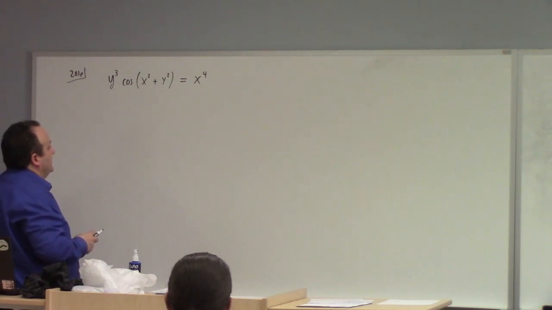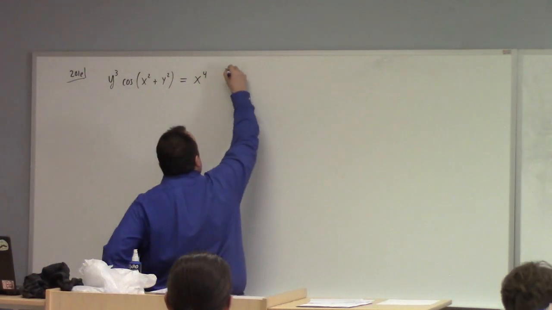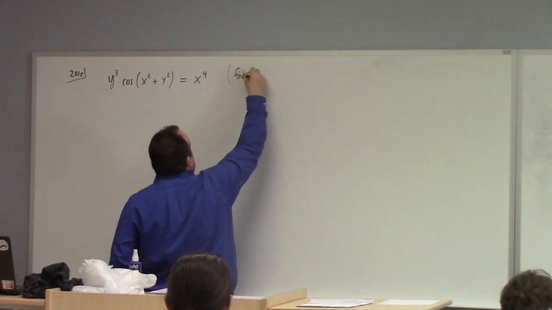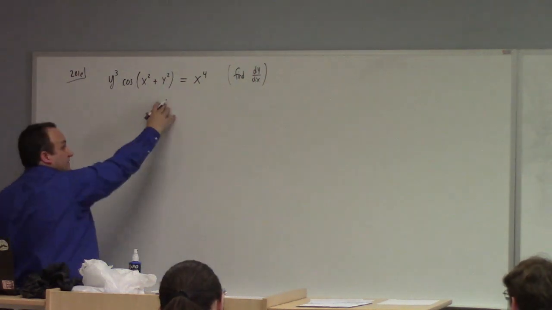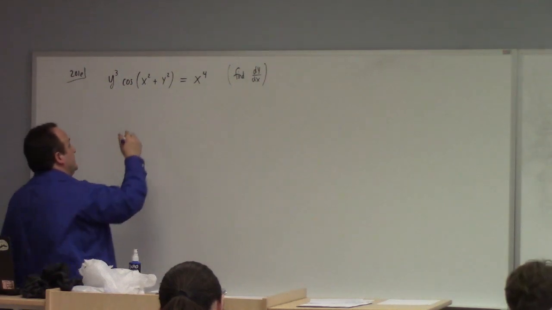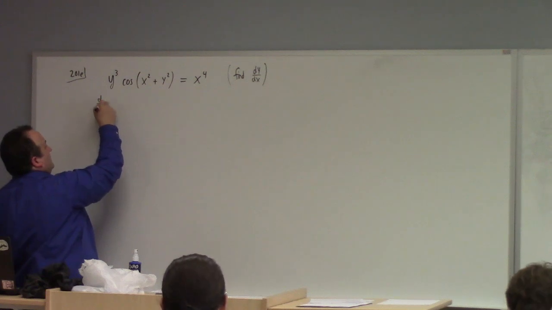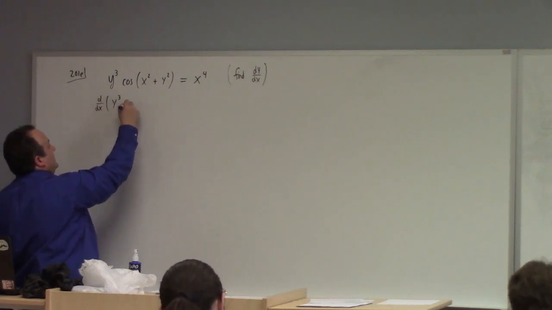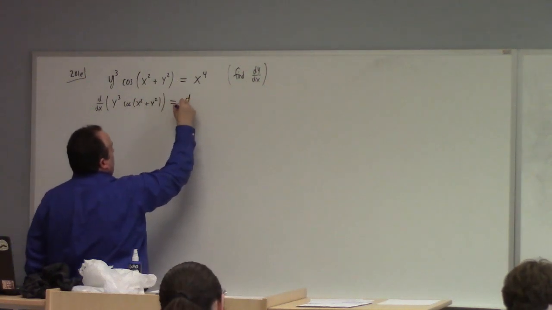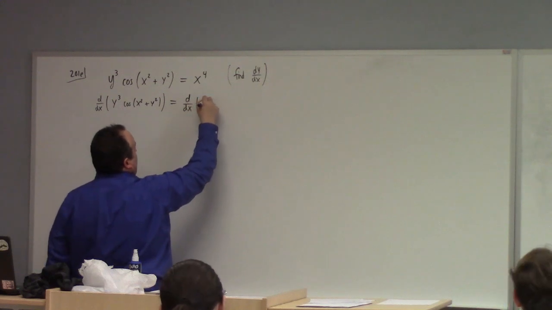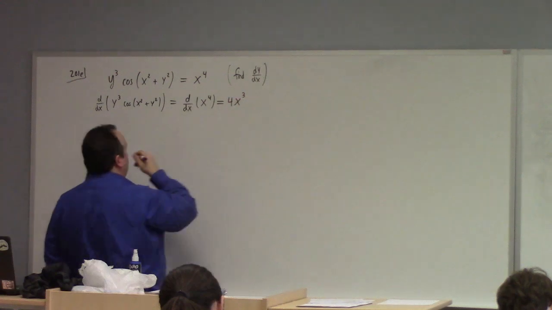Okay, so let's see here. Our goal is to find dy/dx, right? What we want to do is differentiate both sides with respect to x implicitly, so d/dx of y cubed cosine of x squared plus y squared is equal to d/dx of x to the 4th. Now the right-hand side, I'm sure you're fine with: 4x cubed, we got that, right?